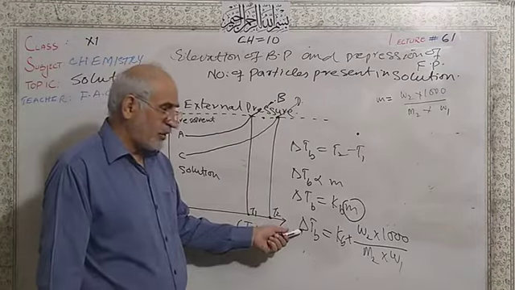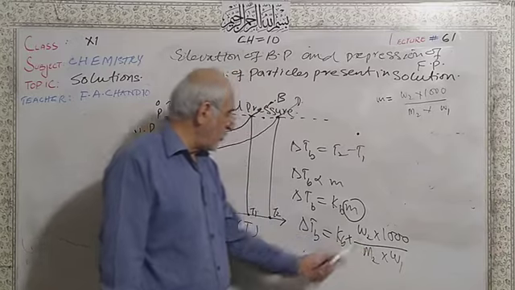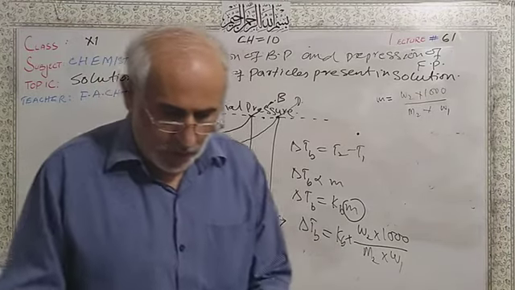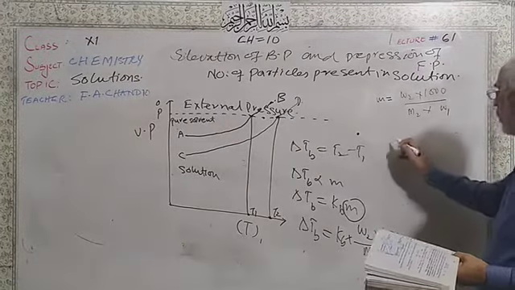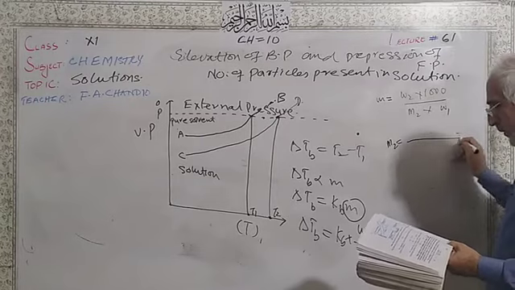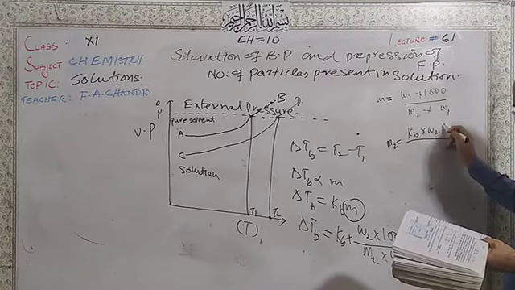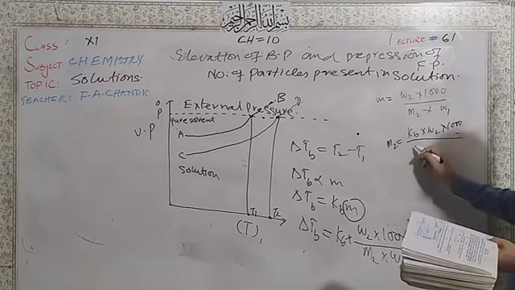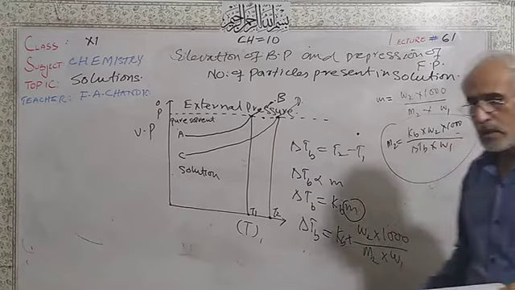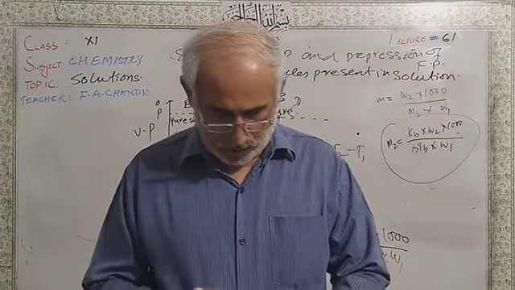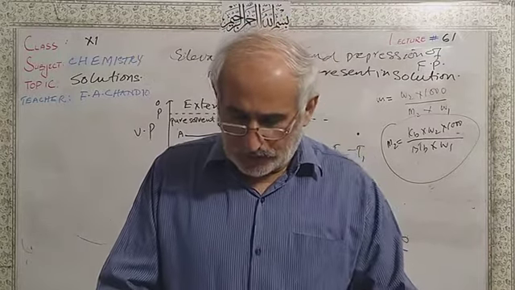If you want to calculate the elevation of boiling point, Kb is a constant, and if you have this value, you will be able to calculate delta Tb, or even calculate the molecular mass. You are well able to calculate the M2 value. So M2 will be equal to Kb, the ebullioscopic constant, multiplied by W2, multiplied by 1000, divided by delta Tb multiplied by W1. So you will be able to calculate the molecular mass of the solute also. Dear students, the numericals you can solve according to these formulas.